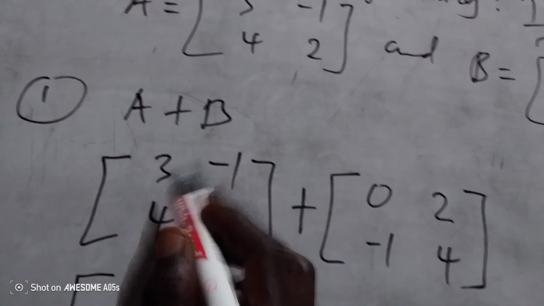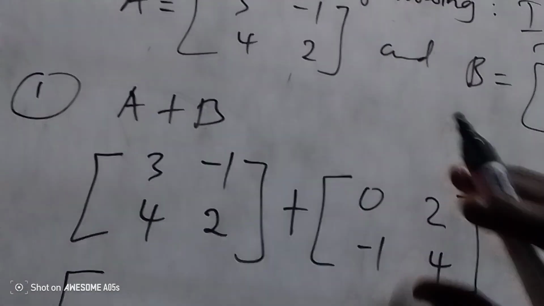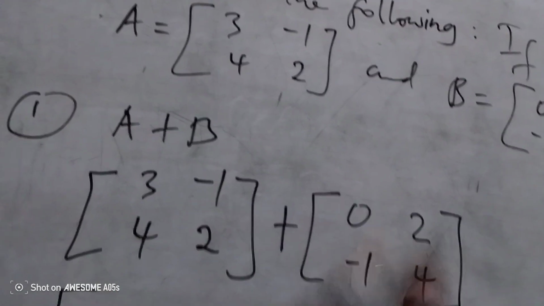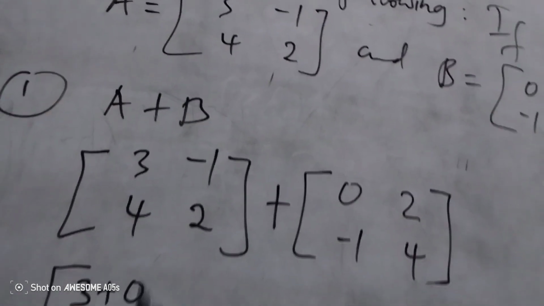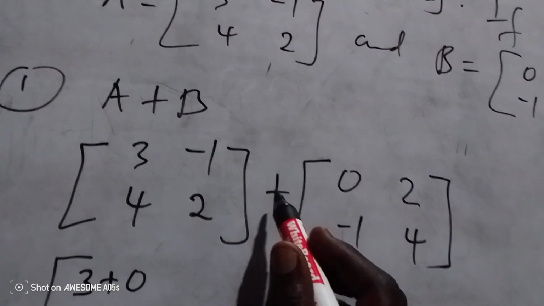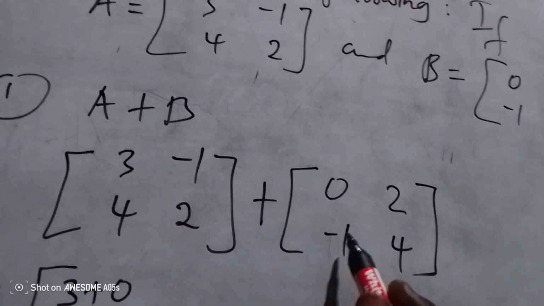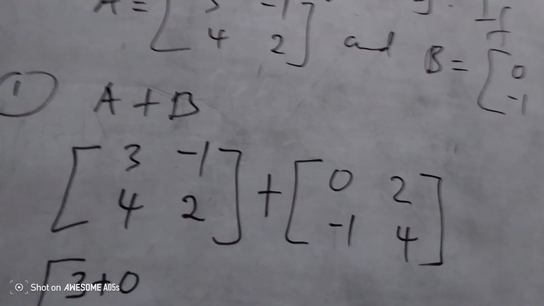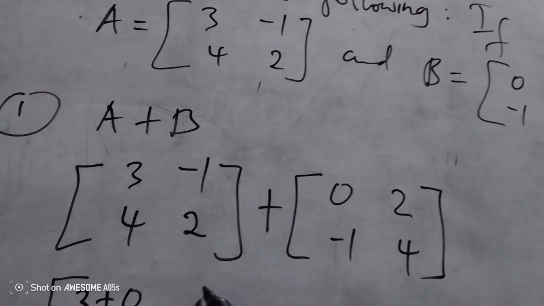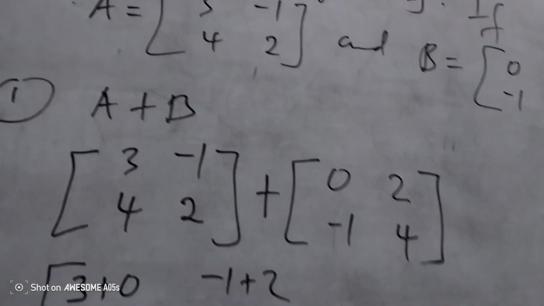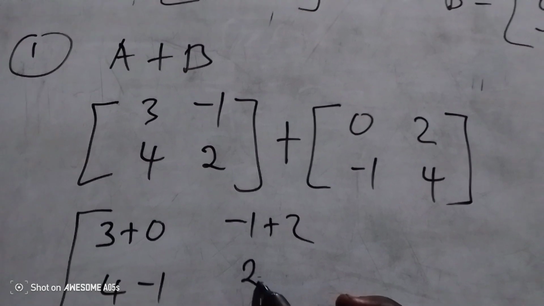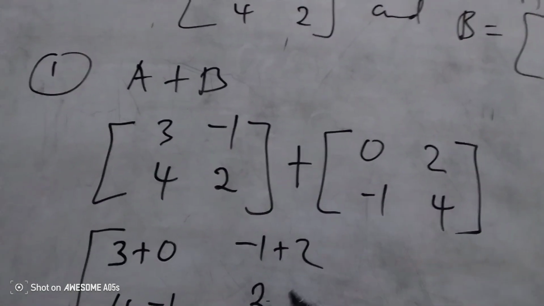So 3, suppose you lift this matrix and place it on this one, on which number will 3 be? It will be on a 0. So there is a plus and 0. Then 4, there is a plus, but because of the minus, we are going to get a minus. Then we go for -1 plus 2. 2 plus 4.